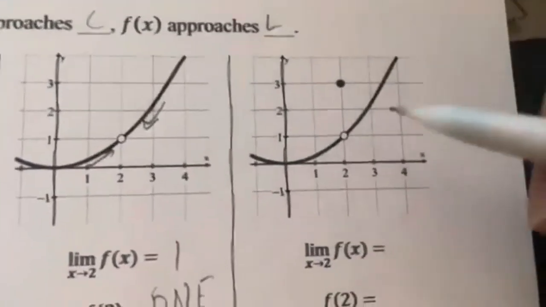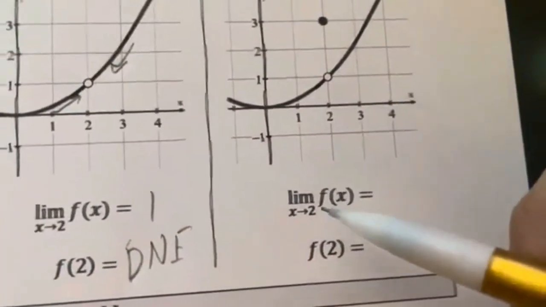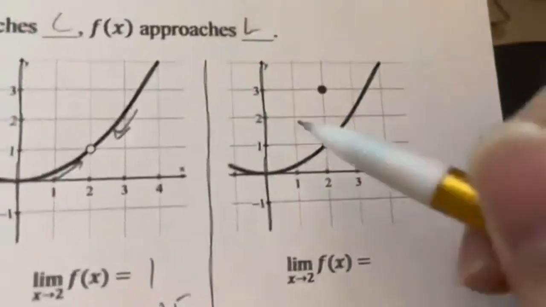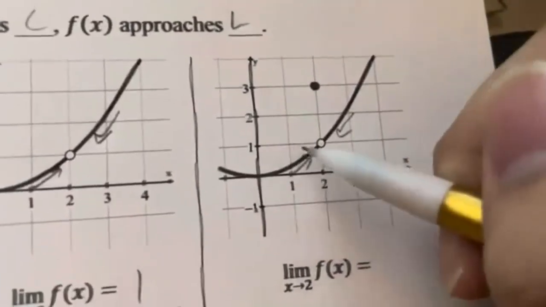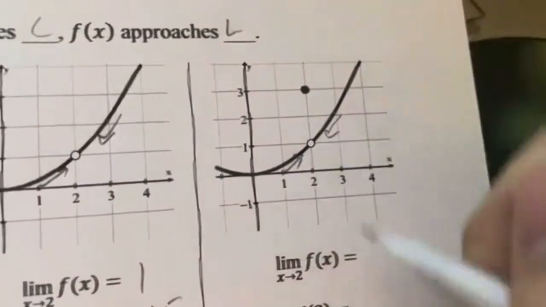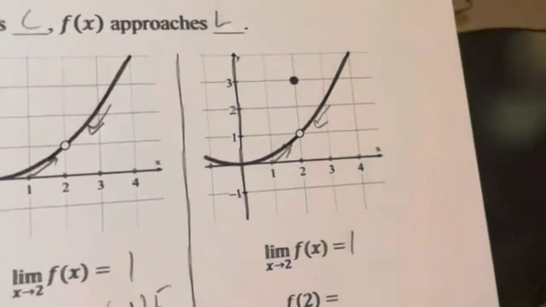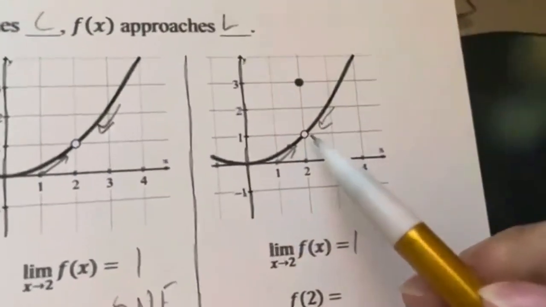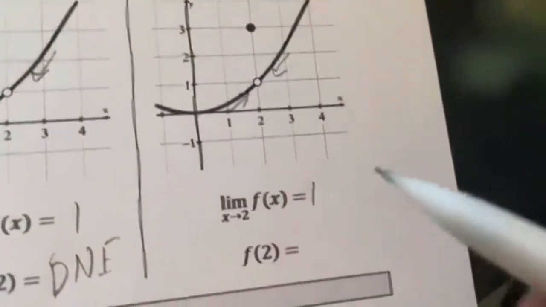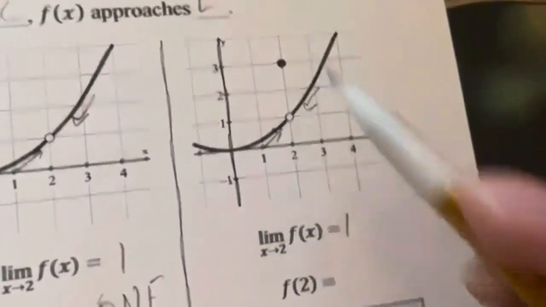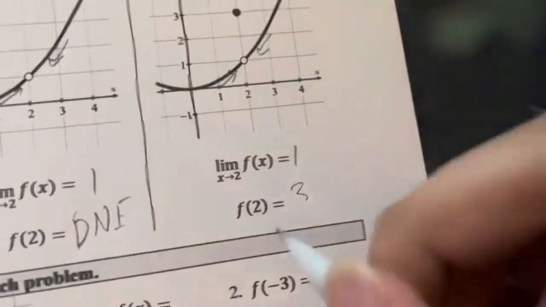Now here, the limit as x approaches 2, so x is approaching 2, its limit approaches 1, but there's a closed dot up here, so we could say f of 2 is equal to 3.